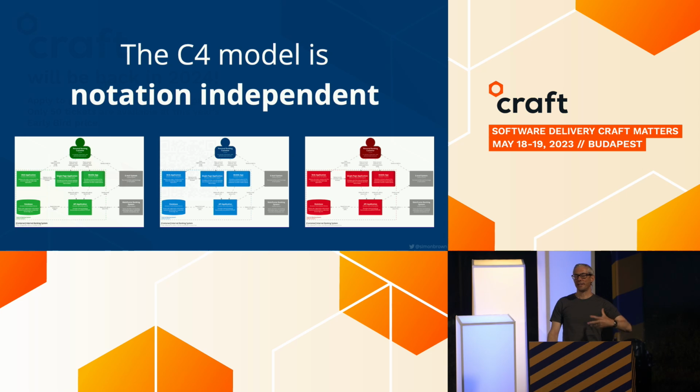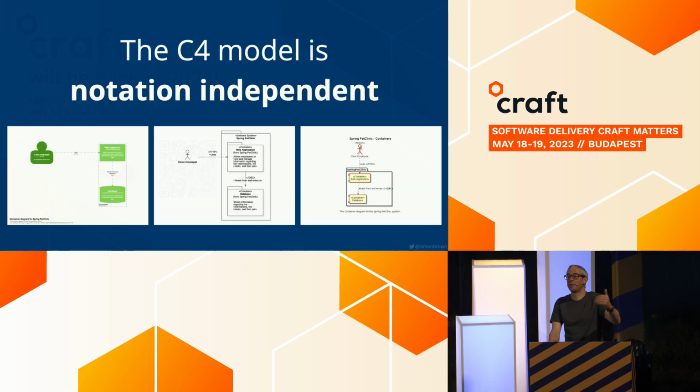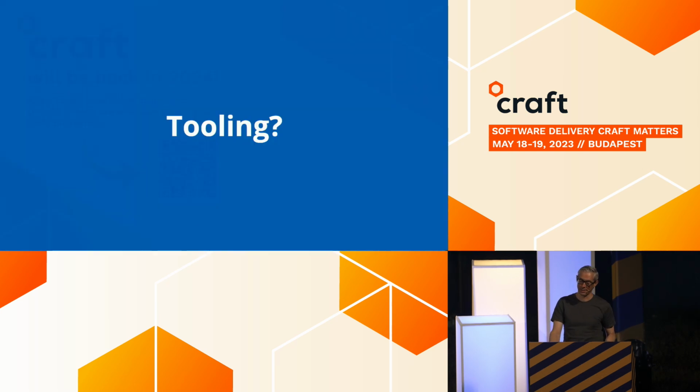It's notation independent. This is one of the myths I see propagated a lot around C4. You know, C4 equals blue and gray boxes. That's not the case. You can use any colors, any shapes you want to, including hexagons. And you could also use UML if you want to. There's nothing preventing you using UML as your notation.